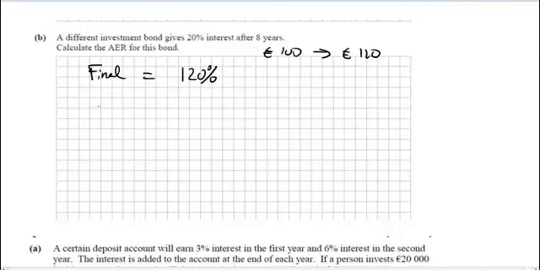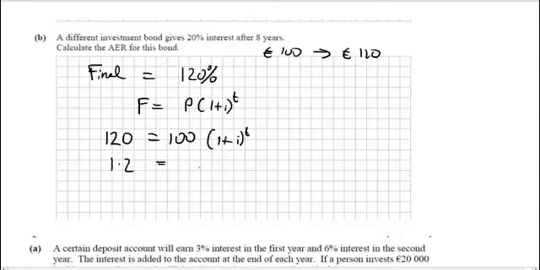So what I'll do there is I'll use the same formula. F is equal to P times 1 plus i to the power of t. So the final amount, if we just pick 100 as our guess, 120, is equal to 100 times 1 plus i to the power of t. Divide both sides by 100 and we get 1.2 is equal to 1 plus i to the power of t. This is the tricky bit.